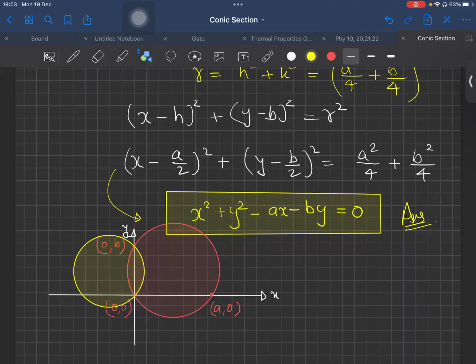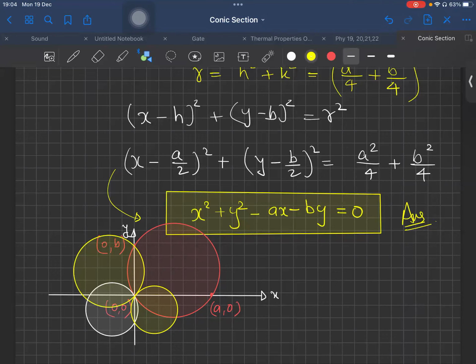This is also possible, right? What else is possible? This is also possible, isn't it? What else is possible? There will be many circles, sir. That's what I mean. There can be 4 circles only. There cannot be many circles. There can be 4 possible circles.